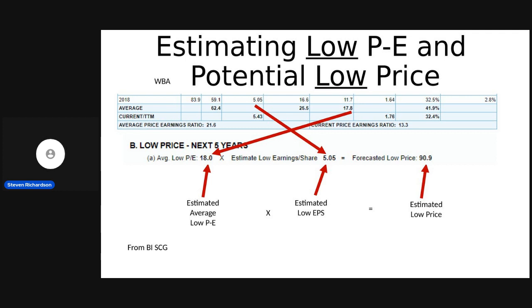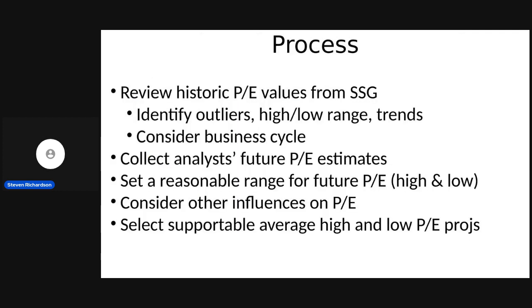Okay, why does this all matter? You review historic price earning values from the stock selection guide, identify the outliers, like I told you, high and low ranges and trends. Maybe you cross them out with the red and then it recalculates. You consider the business cycle. Is it cyclical or is it steady?